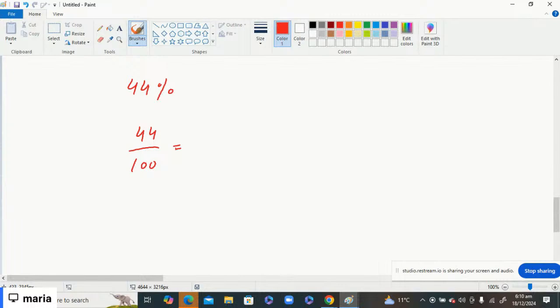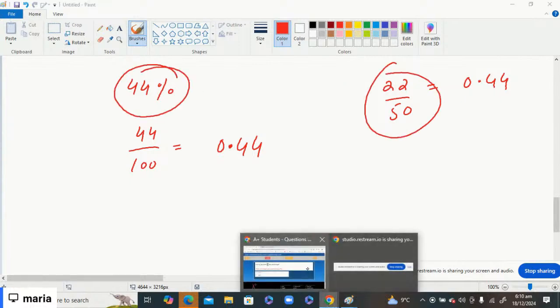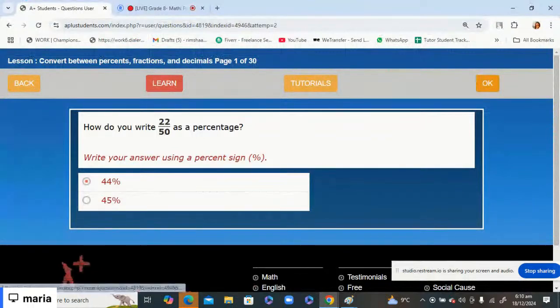44 divided by 100, what's the answer for that? We can see that the answer is 0.44. Now what is the answer of 22 by 50? You check both the answers. The answer is the same, that is 0.44. It means that 22 by 50 is the same as 44%. So we go with it.